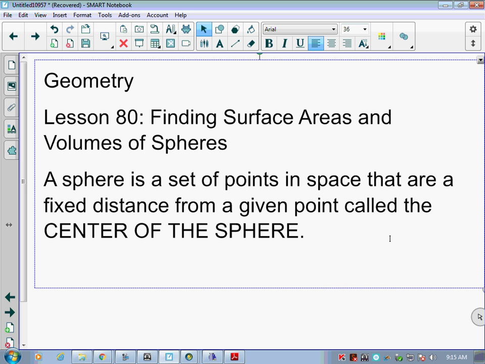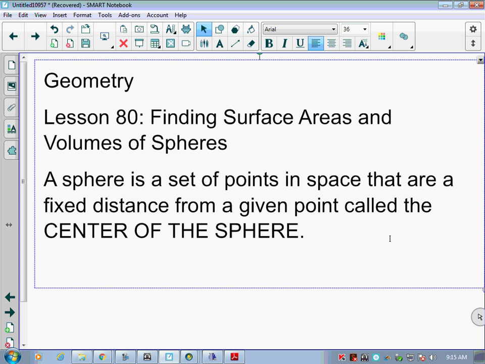Geometry lesson 80. We want to find surface area and volumes of spheres. There is no lateral surface area for a sphere because there's no base on a sphere. So there's nothing to be removed from it until we start looking at things like hemispheres. Okay? So finding a surface area and volume of a sphere.